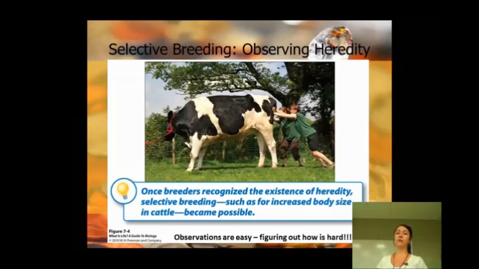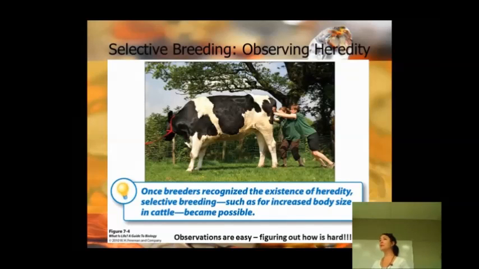Or if you're growing milk cows, then you would put the individuals together that are producing the most milk and get an offspring that produces even more milk. And over many generations, you can get the traits that you want. So making observations about these different organisms is very easy. It's easy to look at a cow and say, well, that cow has lots of meat on it, and this bull has lots of meat on it, so let's put them together and see what happens.